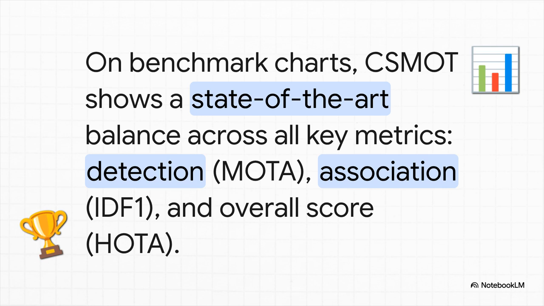And this chart is where CSMOT really shines. It's not just good at one thing. It's a true all-arounder. The goal here is to be as far to the top right as possible, and just look where CSMOT is. It's pushing the boundaries on detection, on identity consistency, and on that combined HOTA score. It's basically a new benchmark for what's possible.